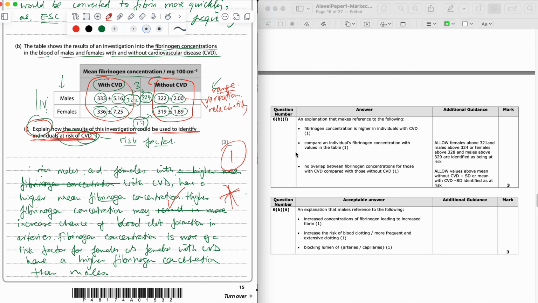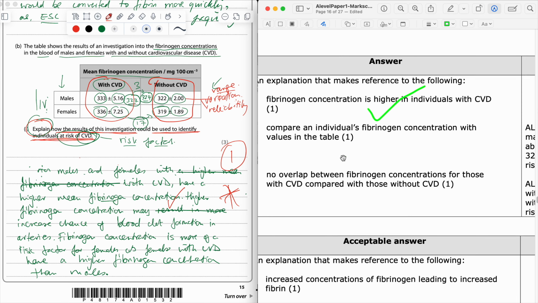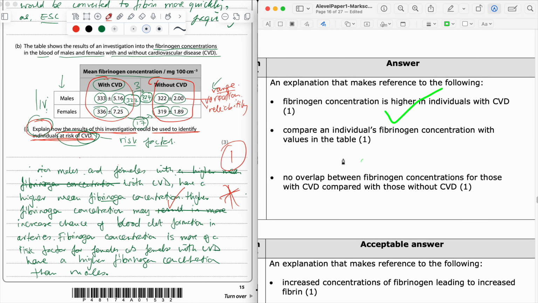Let's just have a quick look at that mark scheme. Fibrinogen concentration is higher in individuals with CVD. Shall we zoom in a little bit on that one? Okay. Right. Compare an individual's fibrinogen concentration. Yeah, so that seems reasonable, but I don't know if I would say that.